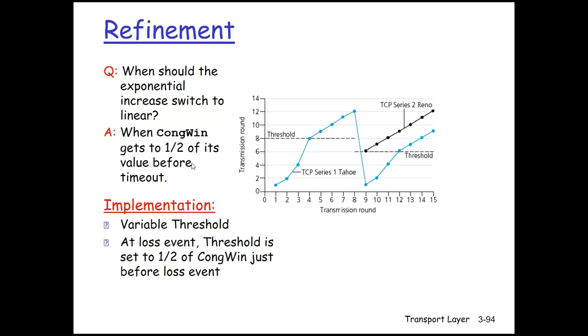But how about when it loses the acknowledgement, or it's a timeout? A loss event can be one or the other. Either it's a timeout situation or we've got three duplicate acknowledgements.